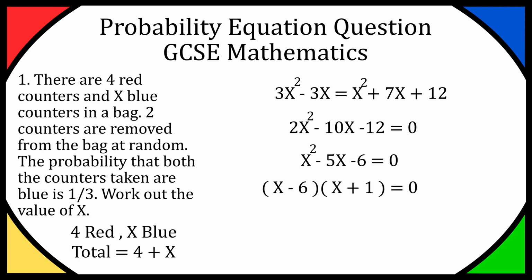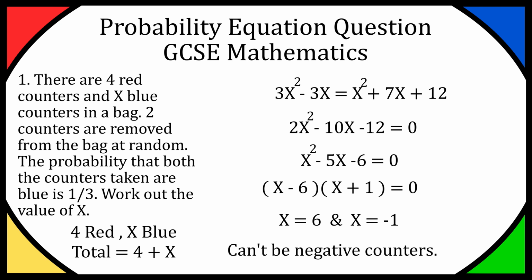So now we've factorized it, we have x minus 6 times x plus 1 is equal to 0. Well, we know this holds when x is equal to 6, because 6 minus 6 is 0. And the same for when x is minus 1. So we're going to get two values of x, x equaling 6 and x equaling minus 1. There can't be negative counters in the bag, so it's not going to be minus 1. So the answer is going to be 6.